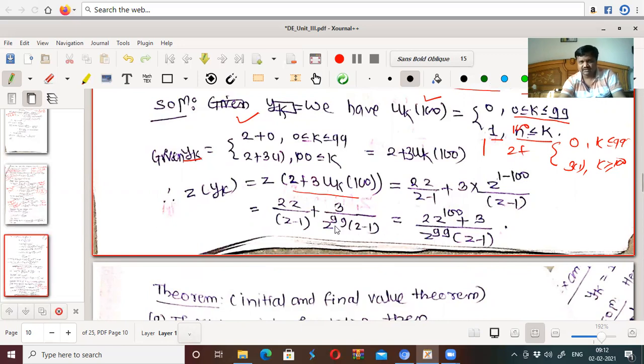This is just calculation taking LCM z to the power 99 into z minus 1. If I take LCM as z to the power 99 into z minus 1, multiplying both sides by that, what you will obtain? So 2 into z to the power 100, this becomes plus 3 as it is and this one as it is. So in this way, you can obtain the z transform of such functions also.